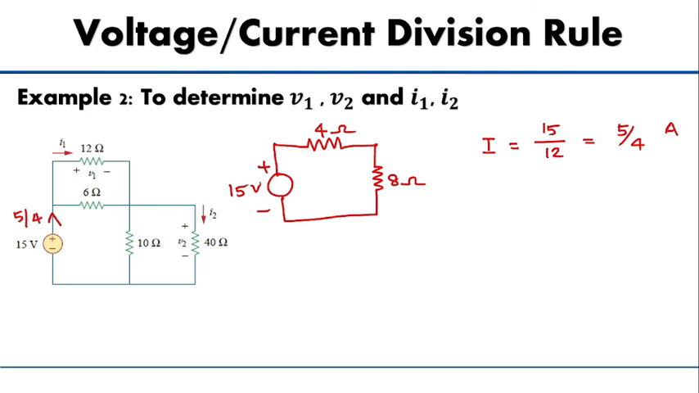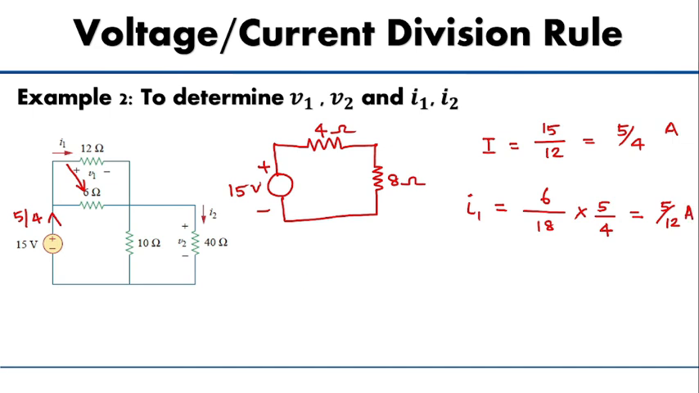Therefore, in order to find I1, we need to apply the current division rule. That is, I1 is the opposite resistance, which is 6 ohm, divided by the total resistance 12 plus 6, which is 18, into the total current 5 by 4. By reducing this, we will have 5 by 12 ampere.